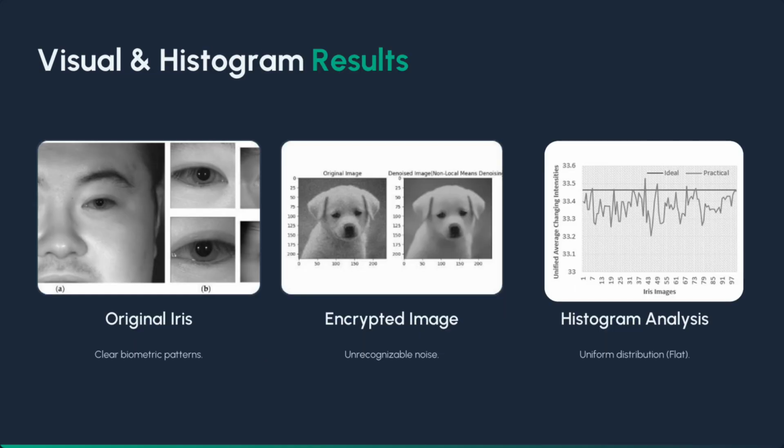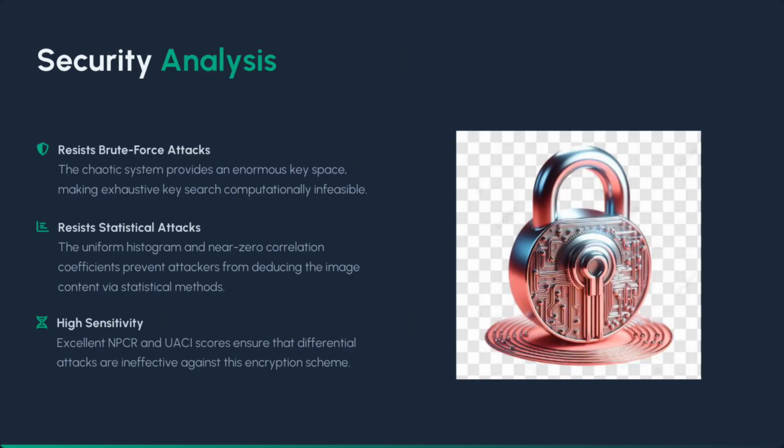Here are the visual results. On the left, you see the original iris scan, clear and identifiable. In the middle, the encrypted image. As you can see, it is unrecognizable static. On the right, look at the histogram. The top histogram shows the original image, peaks and valleys representing distinct features. The bottom histogram shows the encrypted version. It is perfectly flat, uniform. This flatness is crucial. It means every pixel value appears with equal frequency, giving an attacker no statistical clues to work with.